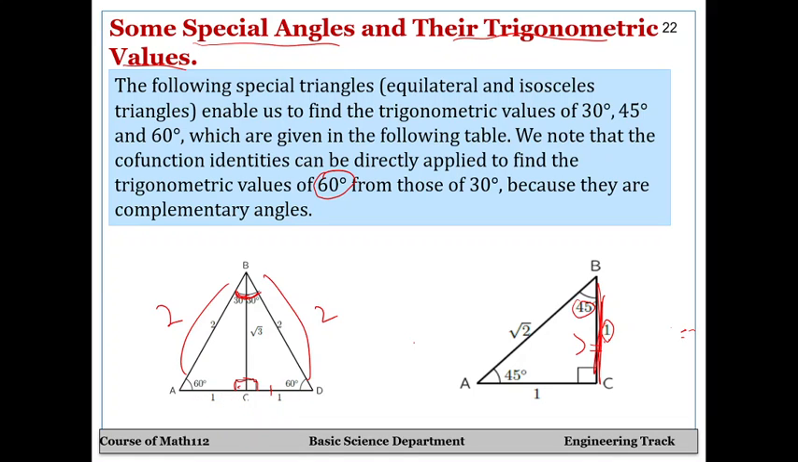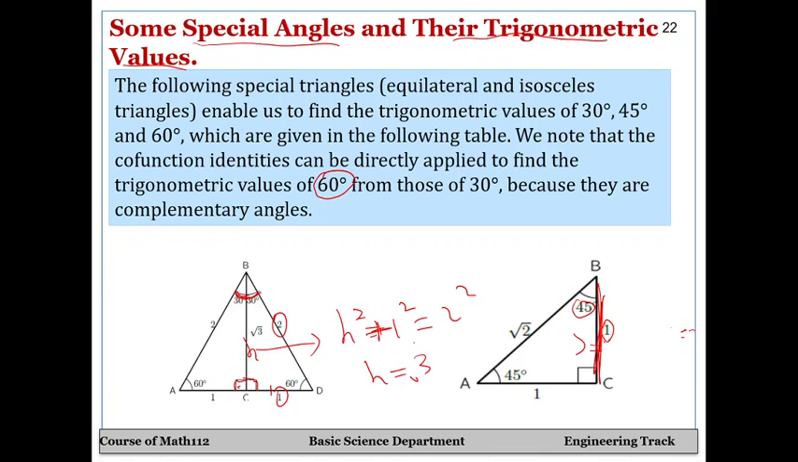Then we know these sides here, 2 and 1. Now use the Pythagorean. Let's say this is h. The altitude h squared plus 1 squared is equal to 2 squared. So h squared will be 3, and h will be square root 3. We apply the Pythagorean theorem and get the altitude.